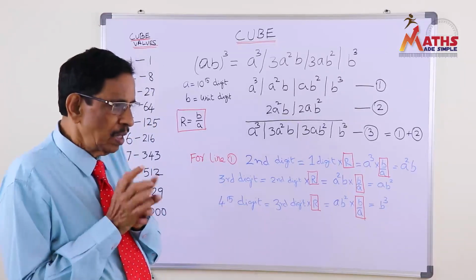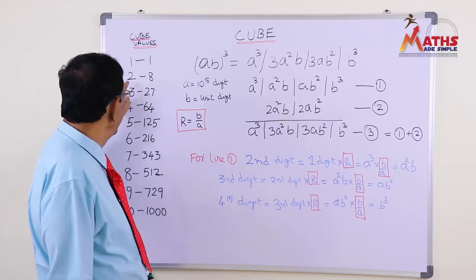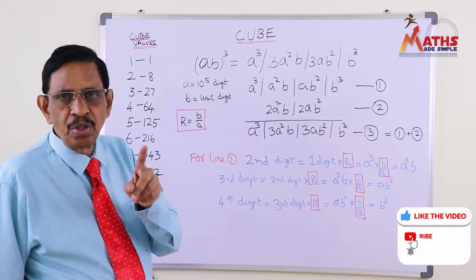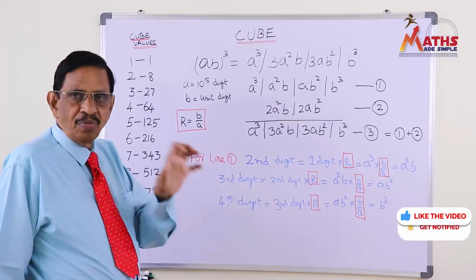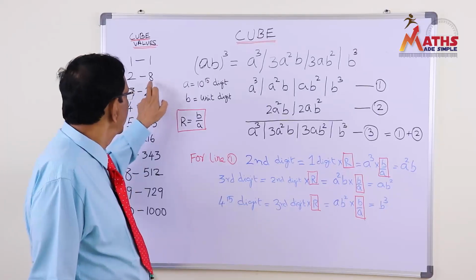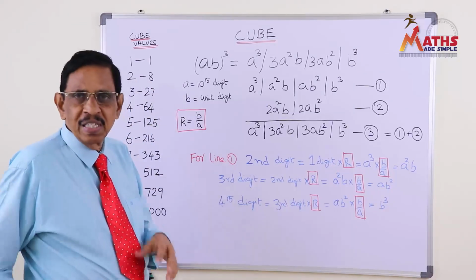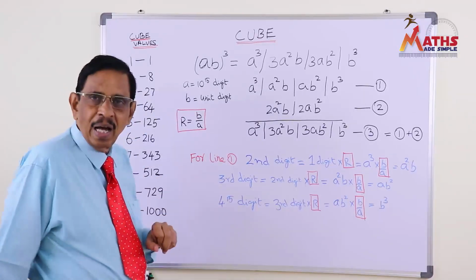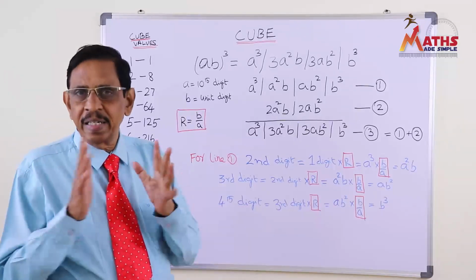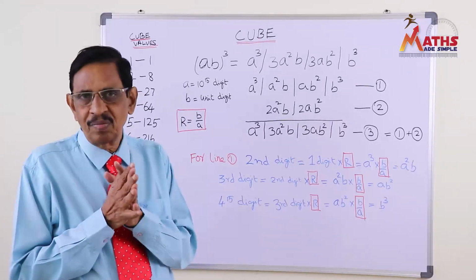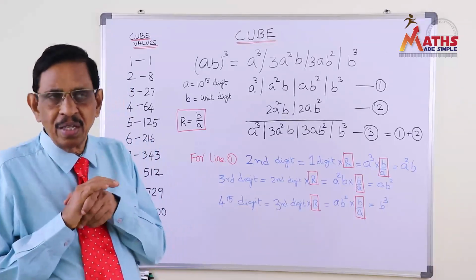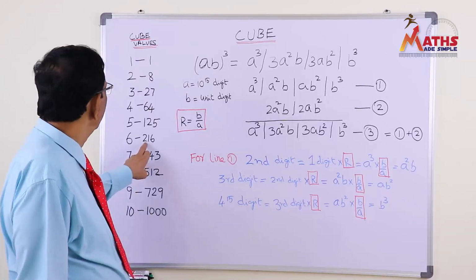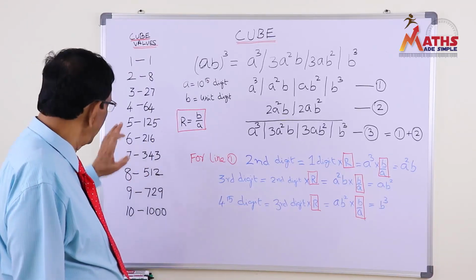For example, when I want to find the cube of 2, I have to multiply 2 three times, 2 into 2 into 2. The value of that is 8. So 8 is the cube value of 2. In the same way, if you want to find the cube value of, say, 6, I have to multiply 6 three times, 6 into 6 into 6. When you multiply 3 times, you will get the net value as 216. So 216 is the cube value of 6.